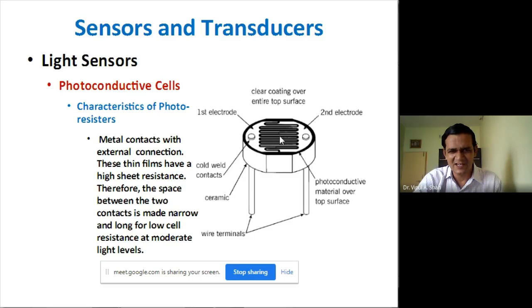This thin film has a high sheet resistance. Therefore, the shape between the two contacts is made narrow, and it is a long cell resistance at moderate light levels. So as and when the light imparts here on this, it will change its resistance. And that is what we are monitoring and controlling. And then after, we are converting back into the temperature.